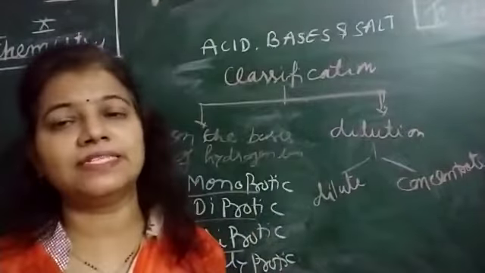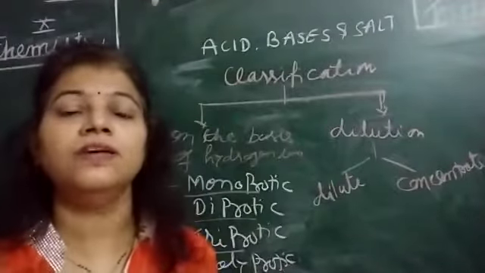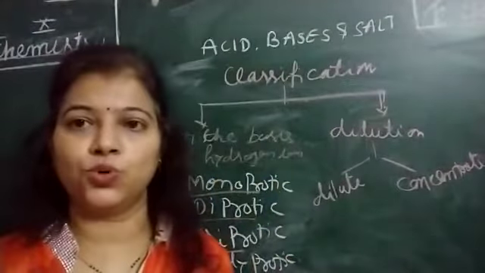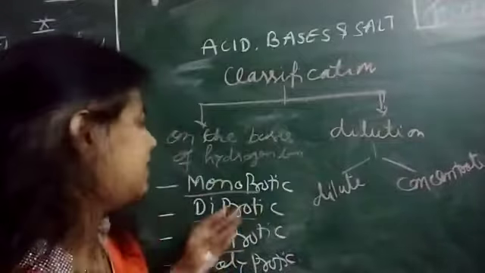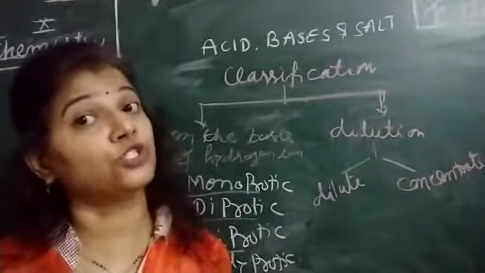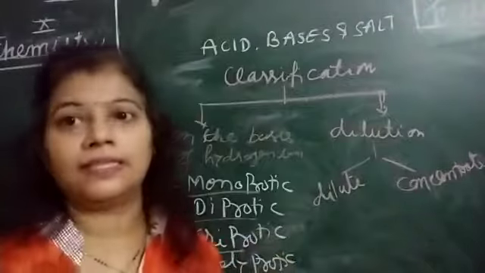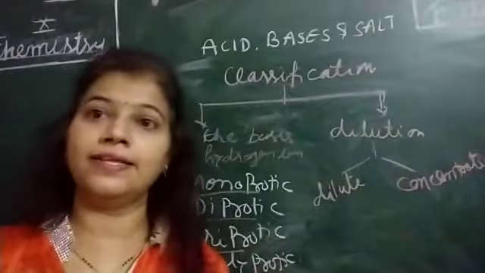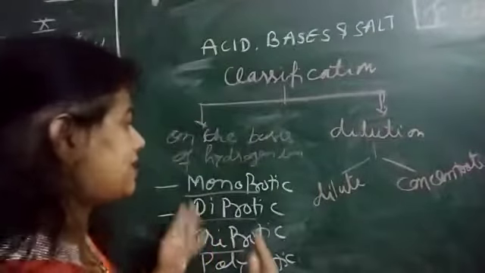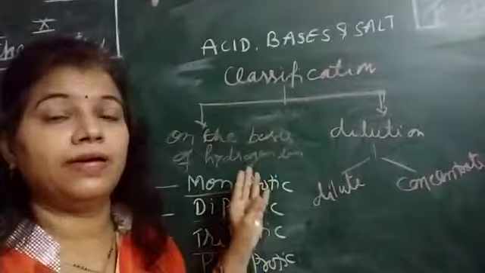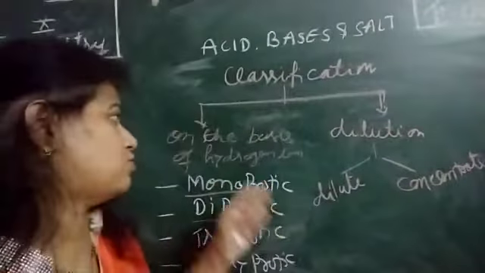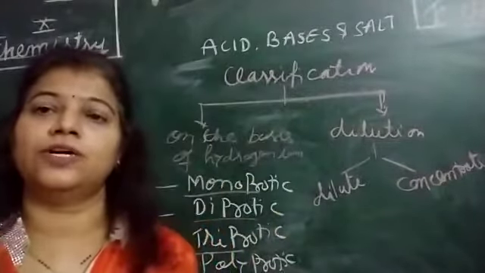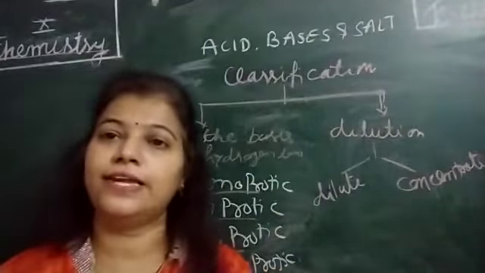So just for simplicity you remember mono means 1. The acids which contain 1 hydrogen ion are monoprotic: HCl, HNO3, right? Then diprotic contain 2, like H2SO4, triprotic 3, like H3PO4, and polyprotic more than 3, right? So this is the classification on the basis of the hydrogen ion.